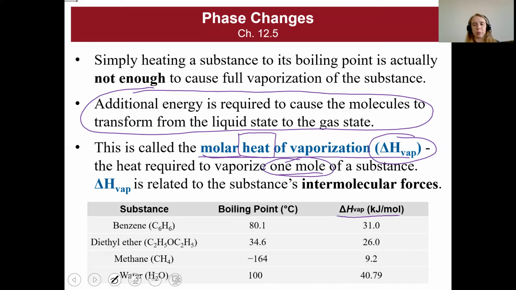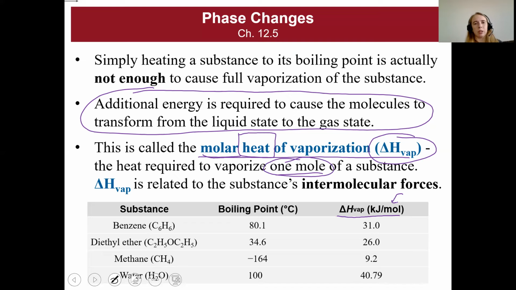So delta H vaporization is a conversion factor between heat, energy, and moles. So when we have a certain number of moles, we can find out the heat required to vaporize that certain number of moles using this as a conversion factor. And delta H of vaporization is related to a substance's intermolecular forces.